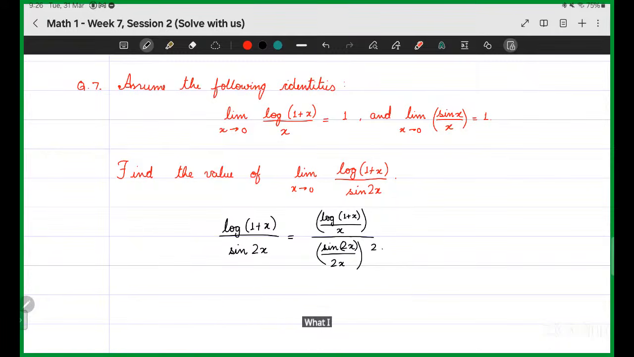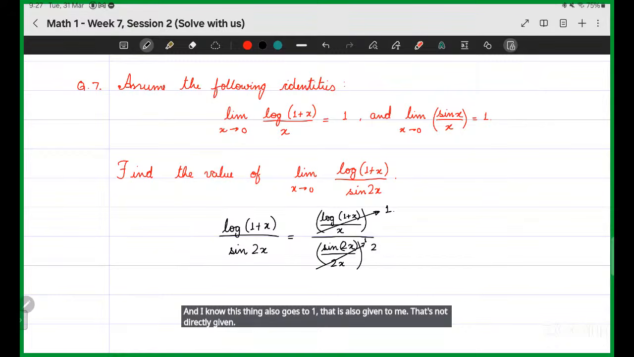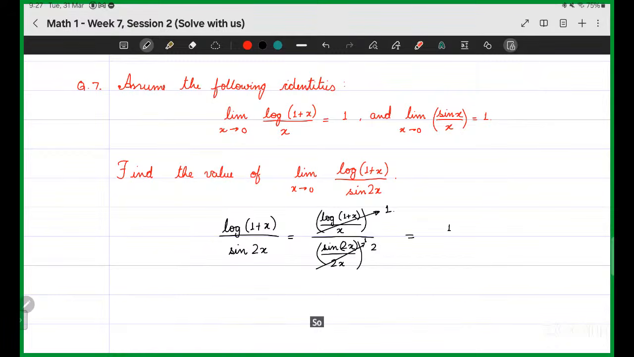What I have done is just divide both the numerator and denominator by x. But since I want something of the form sine of some argument divided by that same argument, I'll also introduce a 2, which again I account for by multiplying as well. So I know that this thing goes to 1, that is given to me. And I know this thing also goes to 1, that's not directly given, but it follows. So the limit of the ratio, as x goes to 0, is the same as the limit of this x over here.